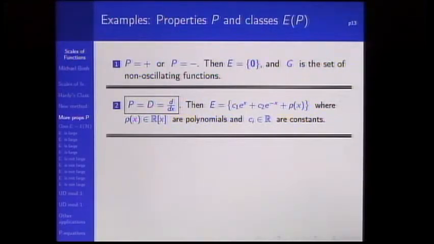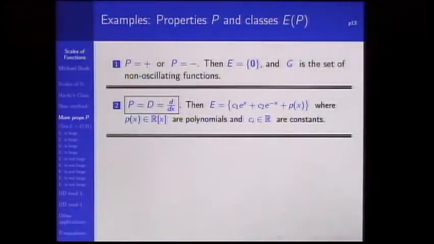If I make the property to be closed under differentiation, and that's all. Nothing about arithmetic, just closed under differentiation. So I will tell you what the answer is. The answer turns out to be all linear combinations of e to the power x and e to the power minus x plus an arbitrary polynomial. So what is nice about this is that this is not a completely trivial class. It's not just zero. And we have an explicit description of this class.